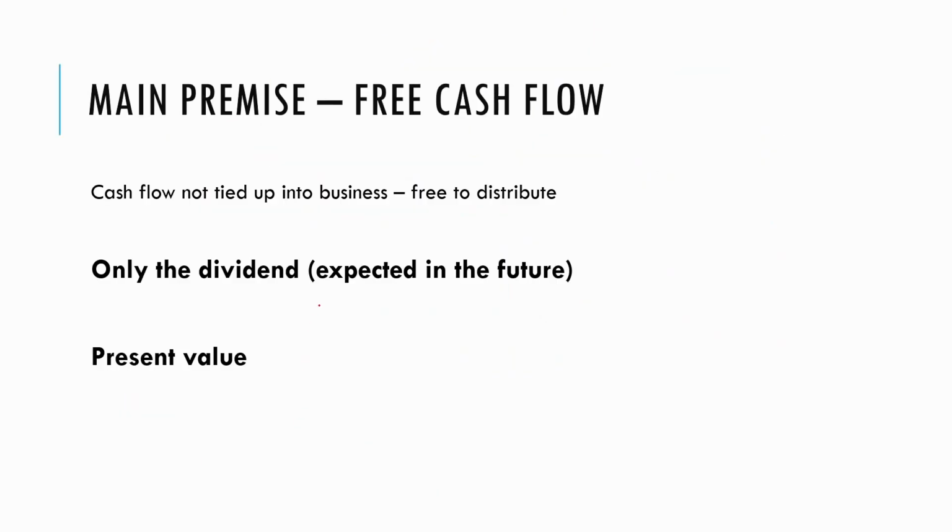So let us start. The primary premise of free cash flow here is that the cash flow distributable, that means free, is only the dividend. That means whatever is paid by the company in terms of dividend to its shareholders is the only free to distribute cash flow.